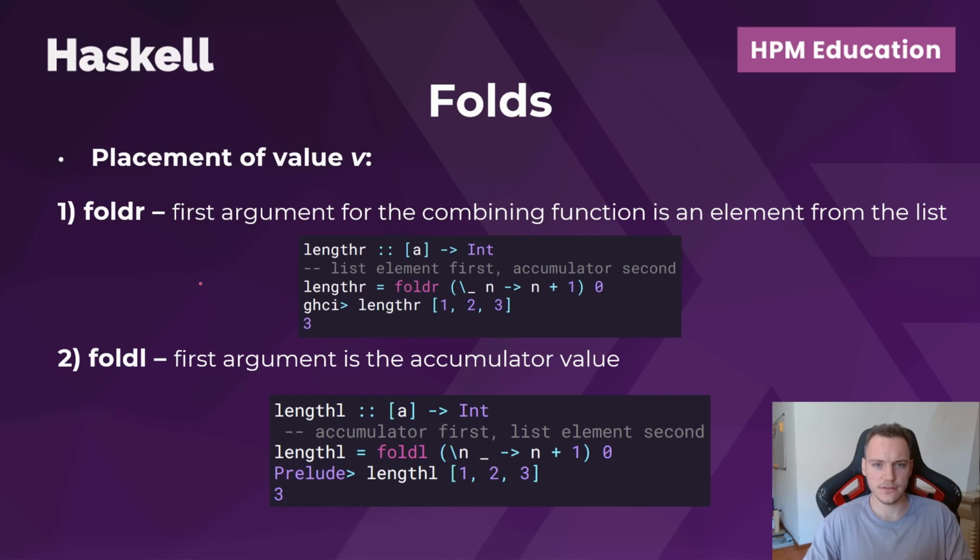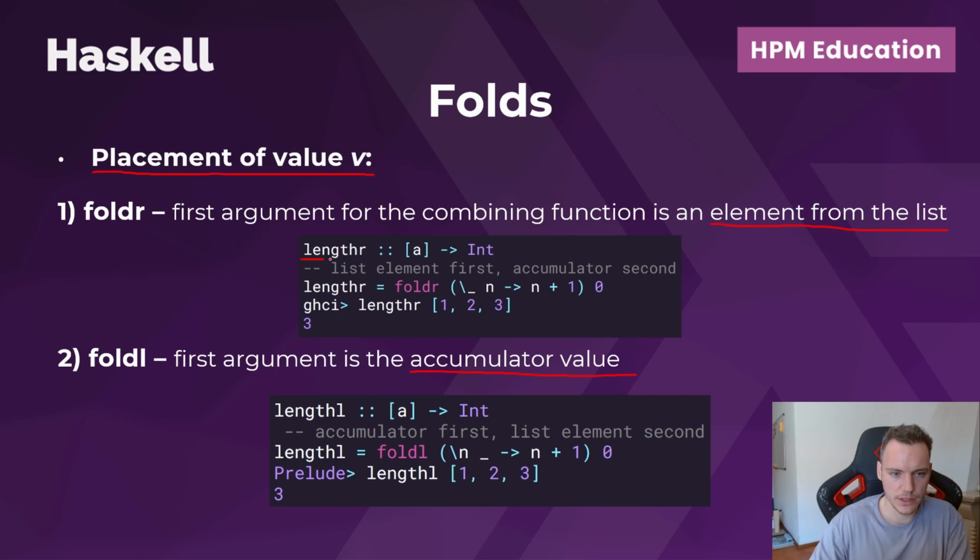To bring back this intro to fold to an end, I just want to make a note on the placement of the starting value v in the combining function. So with foldr, the first argument of the combining function is an element from the list, while in the foldl, the first argument is the accumulator value. Okay, so let's say we want to define a function that returns the length of the list with foldr and foldl.